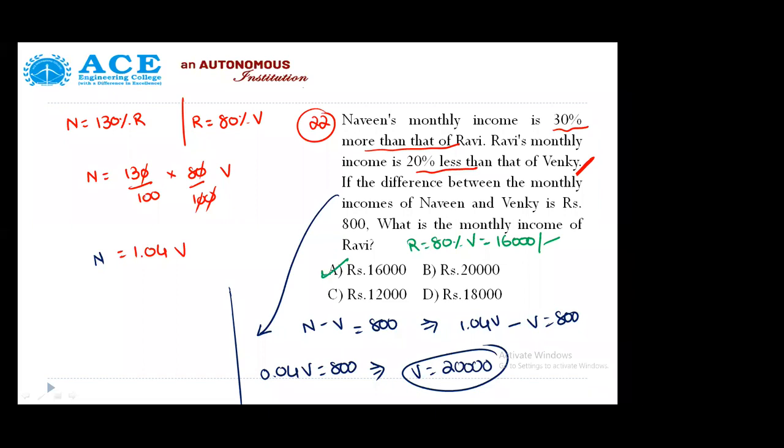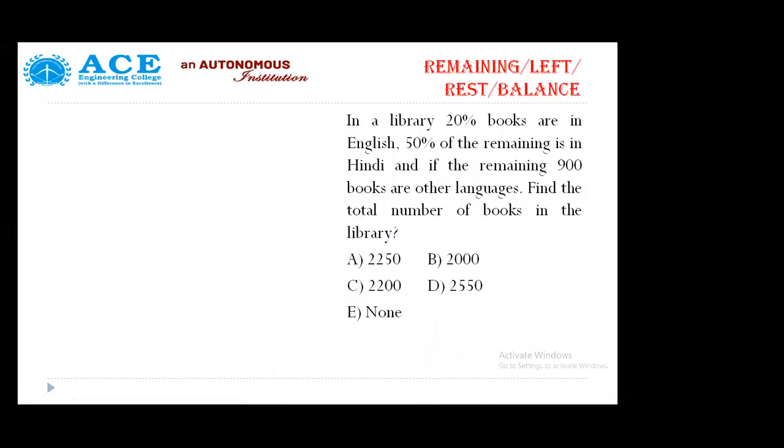A lot of examples we have discussed till now. Fine. Now let's see this next question. This is not a separate model, I can say, but this is an alert. When they mention remaining, left, rest or balance in the question, you should be very careful while handling it. That's an alert for everyone.